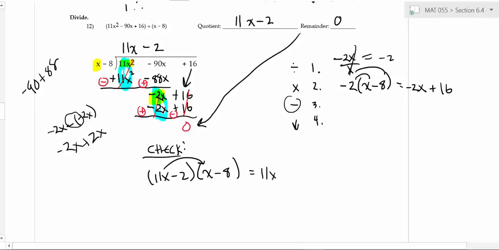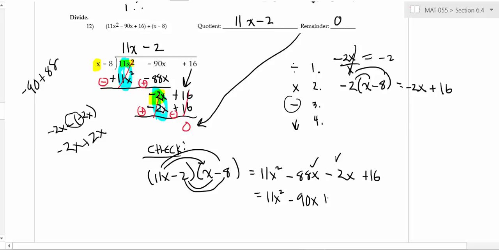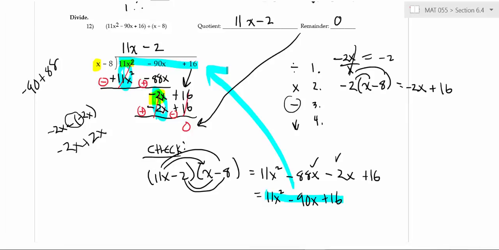So that's 11x squared minus 88x minus 2x and plus 16. Okay, so if you add those like terms together, you're going to get 11x squared minus 90x plus 16. So isn't that where you started? Indeed it is. Okay, it matches the original. So you can tell you're right on these problems every single time. Okay, by basic algebra. Okay?